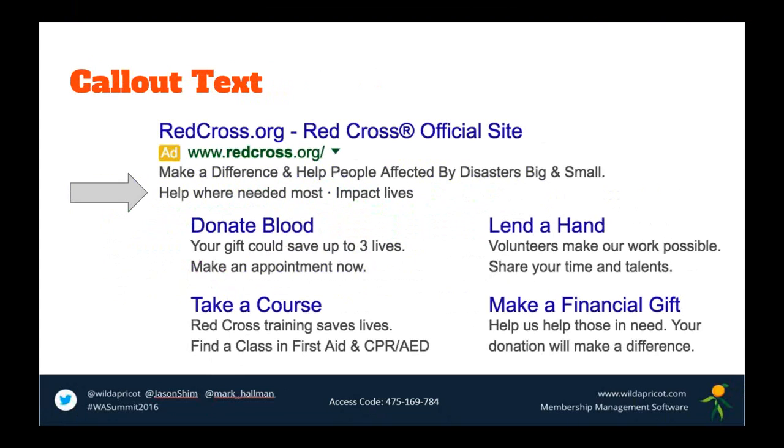And last but not least, we have call out text. So I know we talked about the 25 characters, 35 for description, and then the URL. This call out text here, which is help where needed most, impact lives. Again, it's a bit more context for you. If you put this in here, it's not clickable, but it's something to add to your ad and talk about your organization with that little bit of extra space.